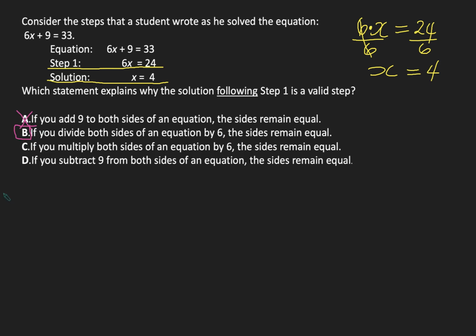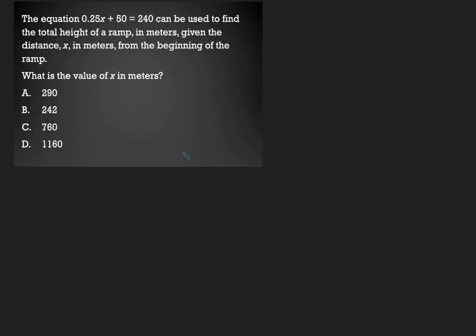Our answer is B. My students always find these problems a little bit difficult, but you have to read carefully. They wanted to know which statement explains why the solution follows step 1. So here's step 1, and the solution that followed was x equals 4. How did the student go from step 1 to the solution? We divided by 6, and that was our answer choice. These problems are not that difficult. We just need to read carefully. Do not divorce your reading skills from your math skills. Let's look at a second example.